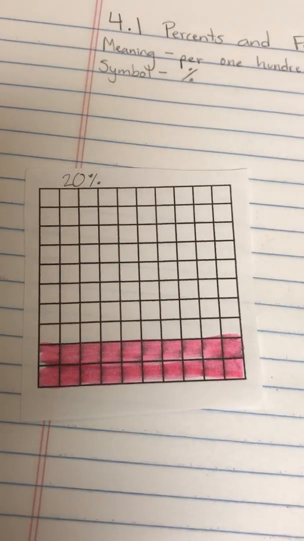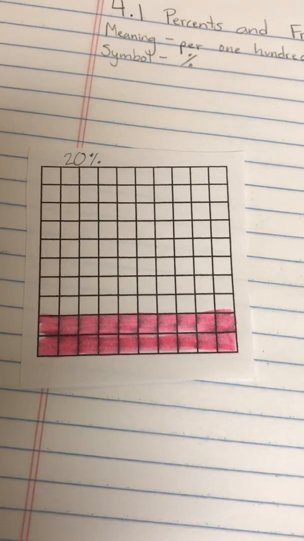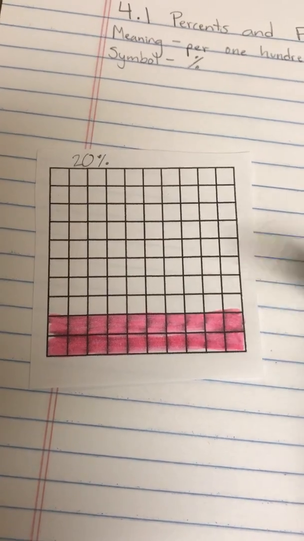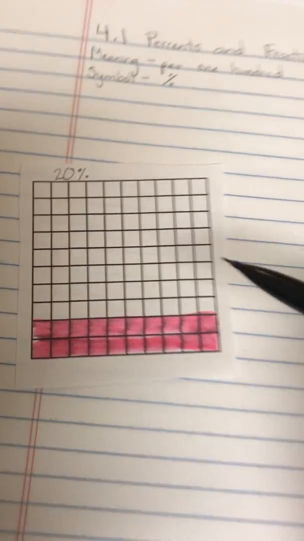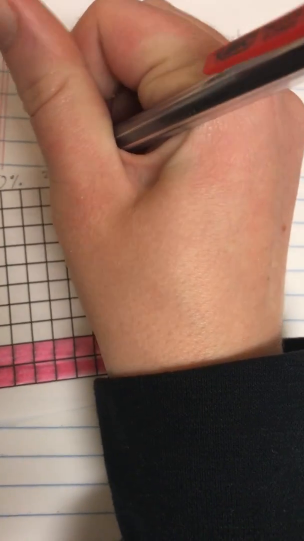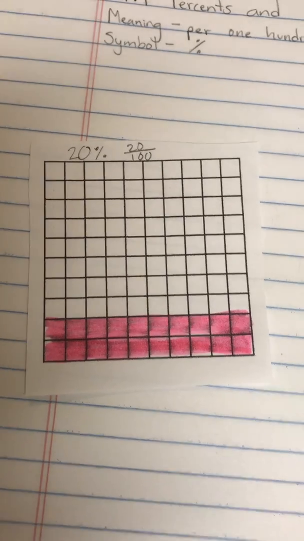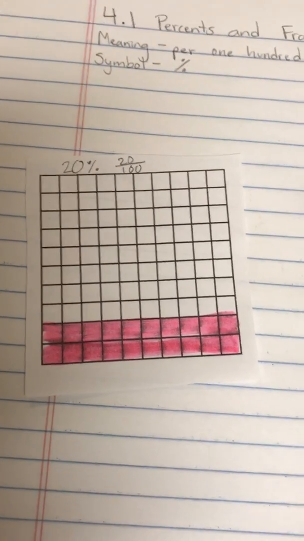Now, we need to figure out how to write that 20% as a fraction. So we actually already figured it out in what we just talked about. So if we know 20 squares are colored, there's 100 in all, bam, that's our fraction. 20 will be our numerator, and 100 is going to be our denominator, okay? So 20 100ths is our fraction. Now, all we gotta do is simplify, okay?